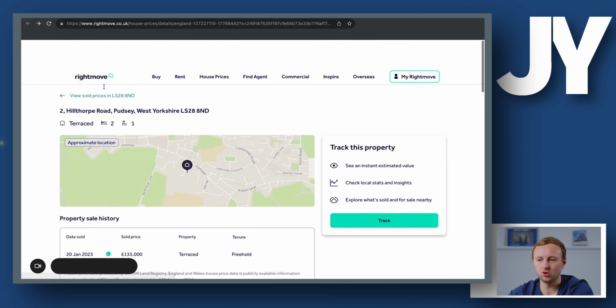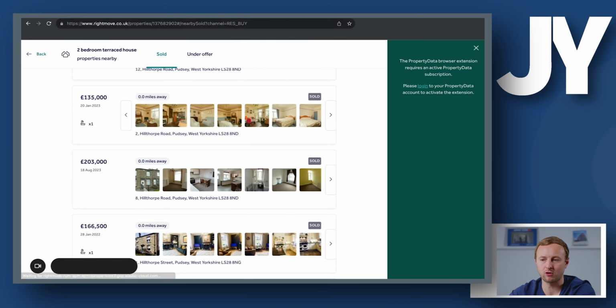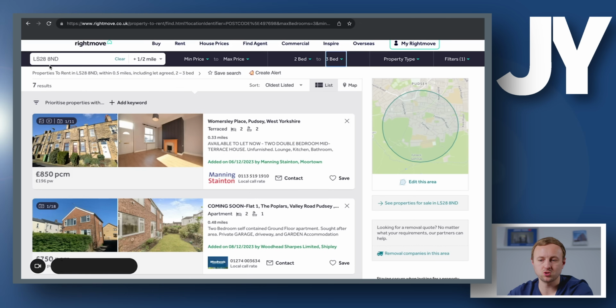The next thing I'm going to be looking at outside of that is just a quick rental check on these, okay? And making sure that, right, we've put in the postcode, LS28 8ND. And by the way, if you don't have it from Rightmove, literally copy and paste the address into Google, scroll down, and it will tell you straight away.